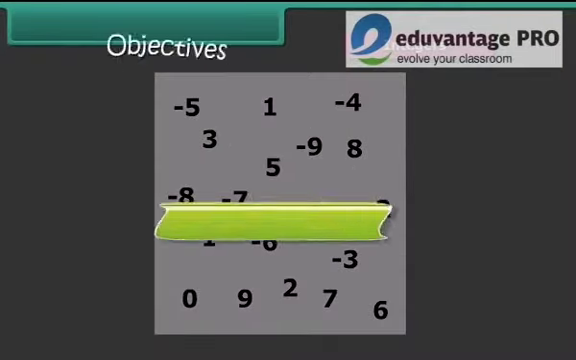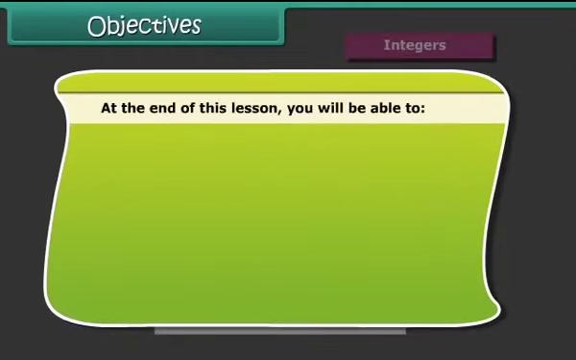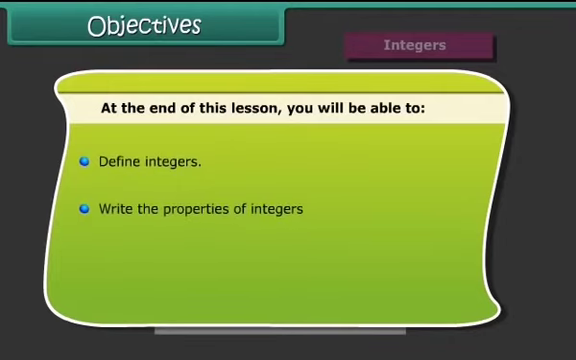Objectives. At the end of this lesson, you will be able to define integers, write the properties of integers, and write the operations on integers.